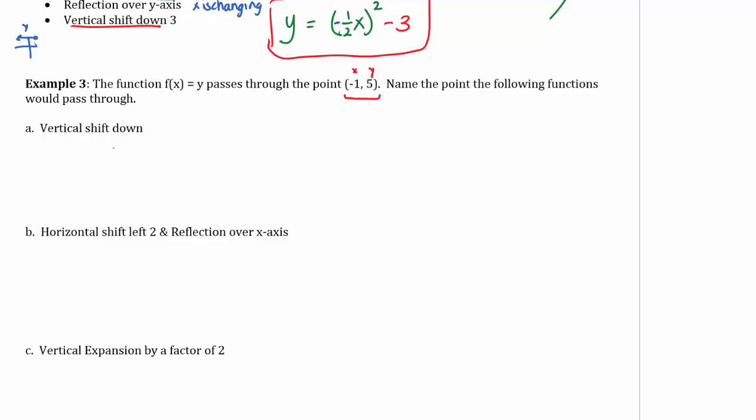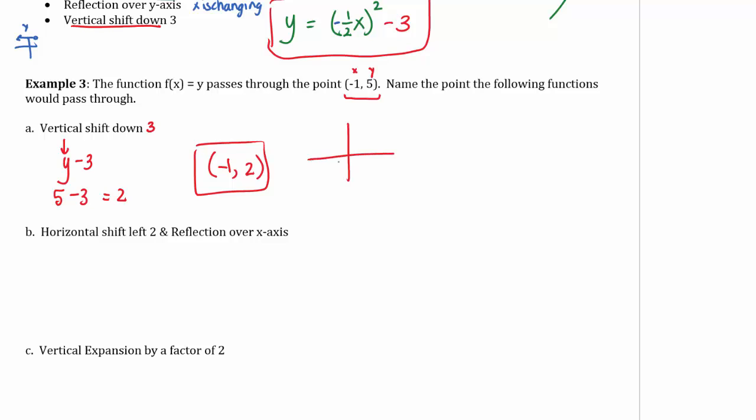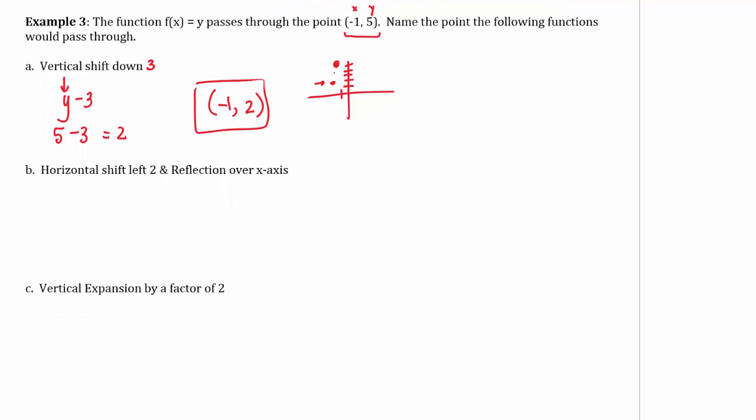So if I'm going to do a vertical shift down 3, that means I need to take this point and go down 3. So vertical shift means y, down 3 means y minus 3. Well, the y value is 5, minus 3 is 2. I didn't change the x value because all I did was a vertical shift. So x stays the same, and now I'm going through -1, 2. You could also plot the point -1, 5, and then shift down 3, 1, 2, 3, brings me to -1, 2. So that's really all we're doing.